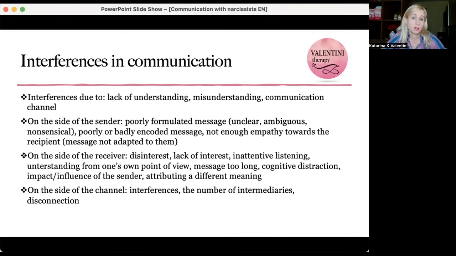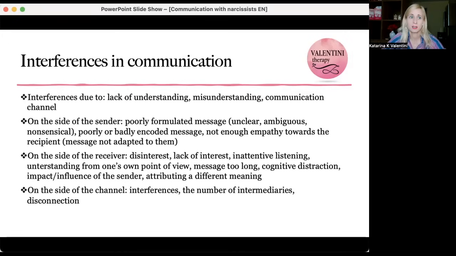And of course, attributing a different meaning than was intended, that happens a lot, especially with narcissists, especially when we are trying to be helpful. Our help is often perceived as criticism. And on the side of the channel, there can be interferences as well.